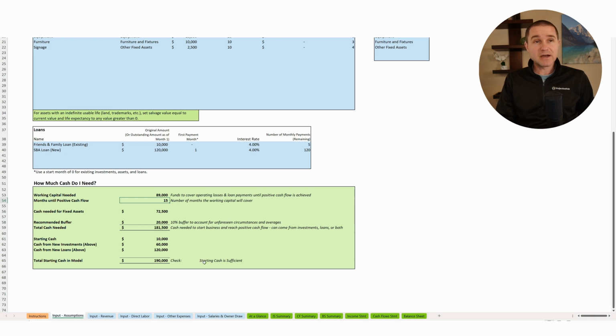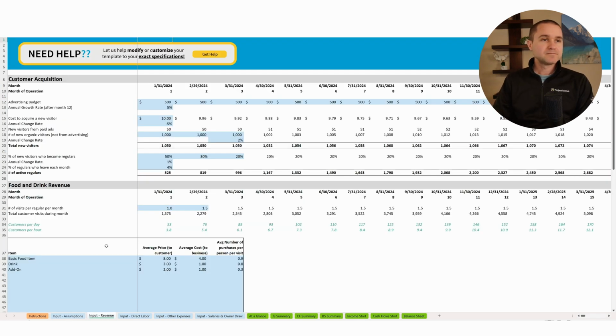And if it's still not working, it could be that your starting cash is not sufficient. It could be that you never reach break even. If you don't ever reach break even or positive cash flow, the model is not going to know what to do, because it's trying to figure out how much working capital, how much extra cash do I need to help me reach that point until I break even. So keep that in mind.